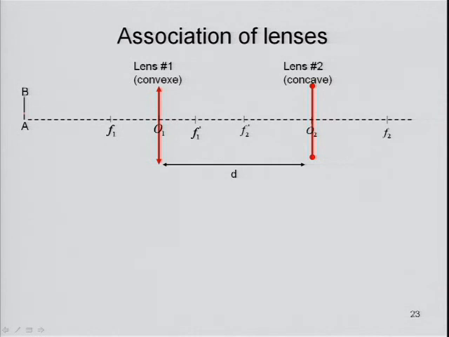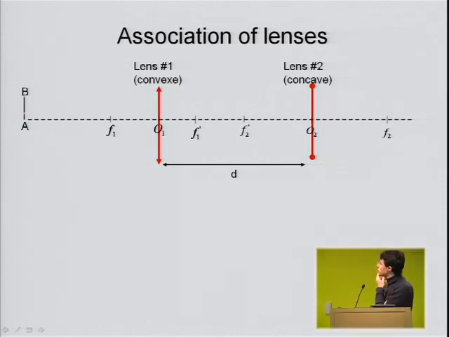So let's do an association of a couple of lenses. In this system, I have a first convex lens, and a second lens which is concave. As you can see, F2 prime is on the left side of my concave lens because it's concave. And I have a distance d between my two lenses, and of course, an object AB. So I will only trace 2 rays per lens in this case because we know that the third is redundant.